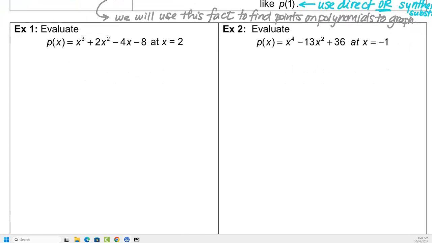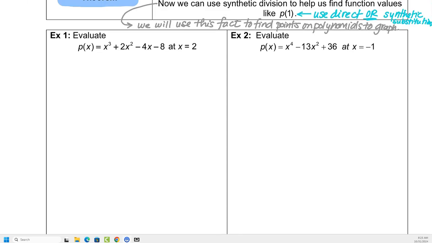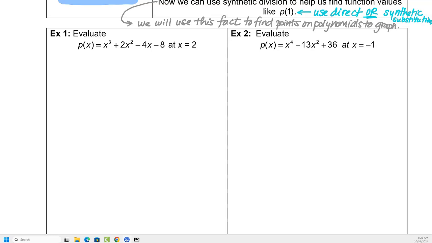Now, this is actually going to be just a repeat of what we did. We did synthetic substitution, because it is synthetic substitution. We just didn't introduce the actual remainder theorem. I thought it would be a little bit much, so I saved it and I'm going to teach it now with the factor theorem. So if I want to evaluate p of x, which is x cubed plus 2x squared minus 4x minus 8, when x is 2, that means that I could do this with either synthetic division or with direct substitution.